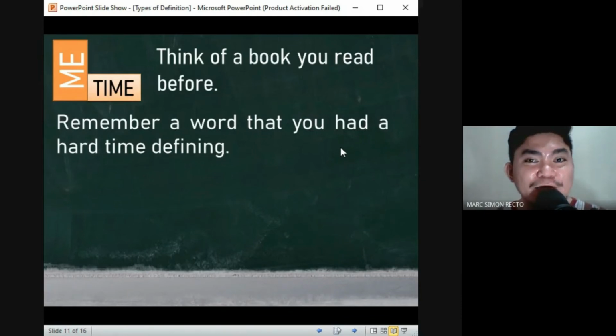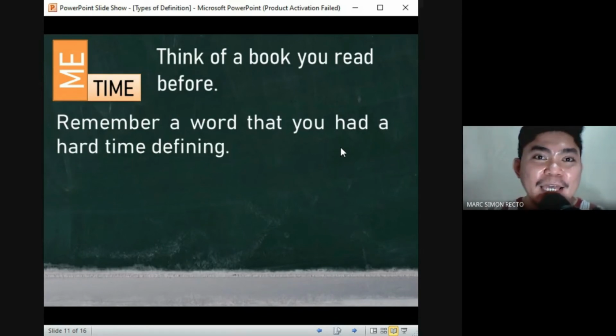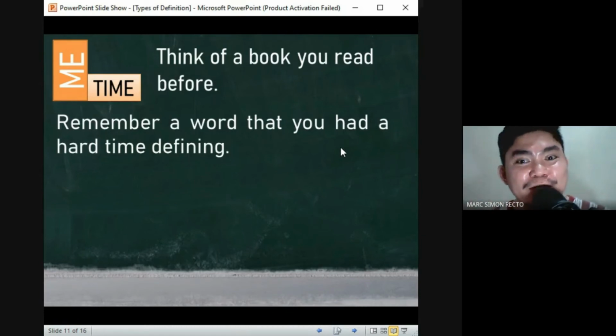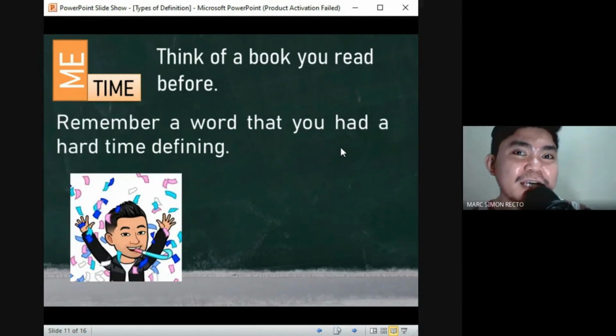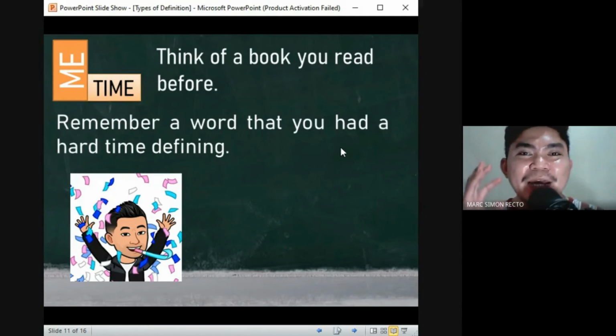This is in line with what I told you earlier regarding a difficult word to define. Because the author provided the meaning beside it, because of the parenthetical definition, your life as a reader and as a student became easier because you were able to understand the selection itself easier because of those definitions. And if you can still remember those words, great job. Because of those words, because of those definitions, you were able to comprehend that particular selection or text.